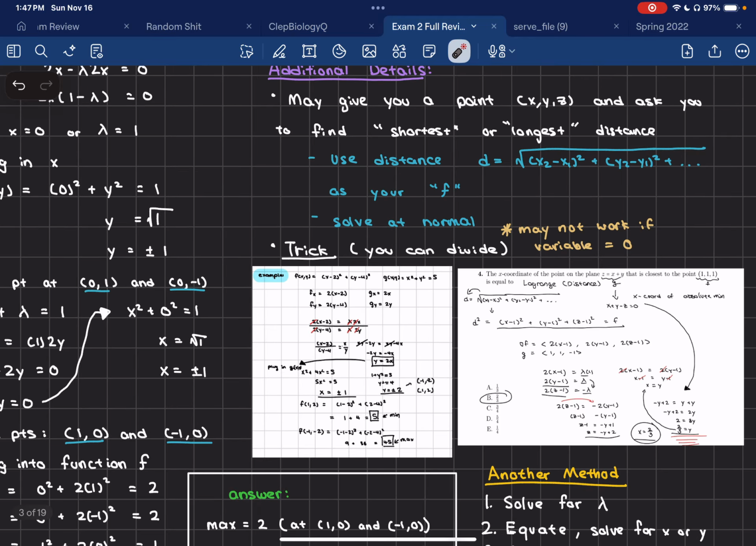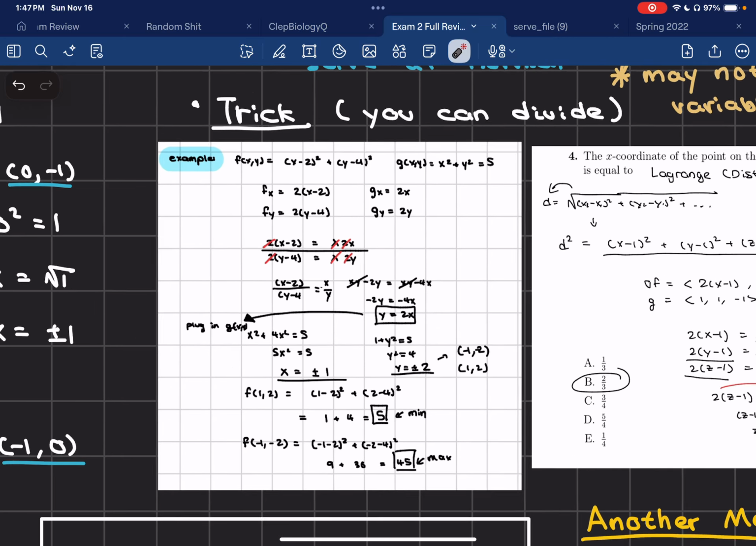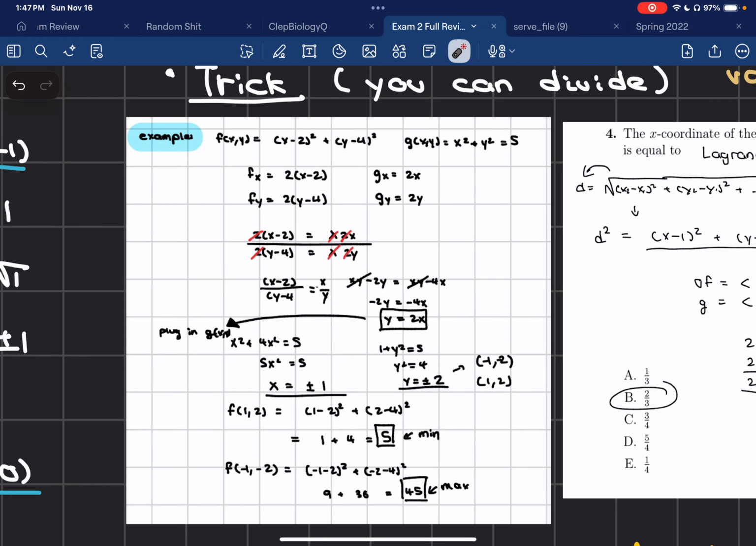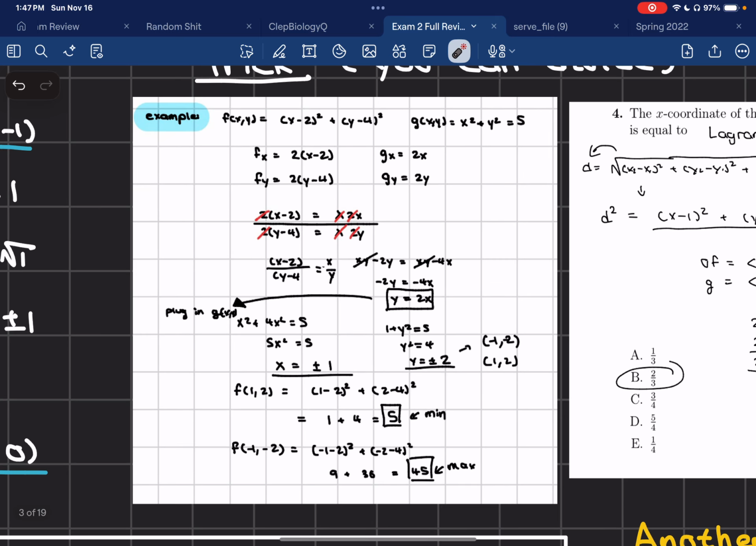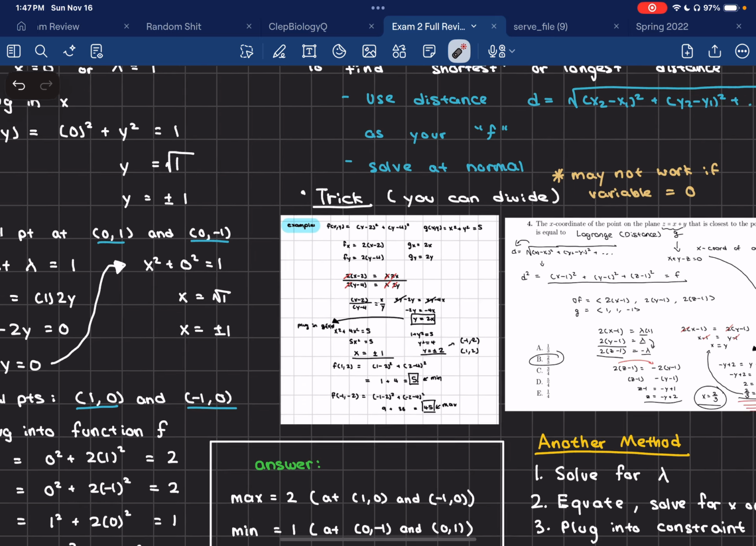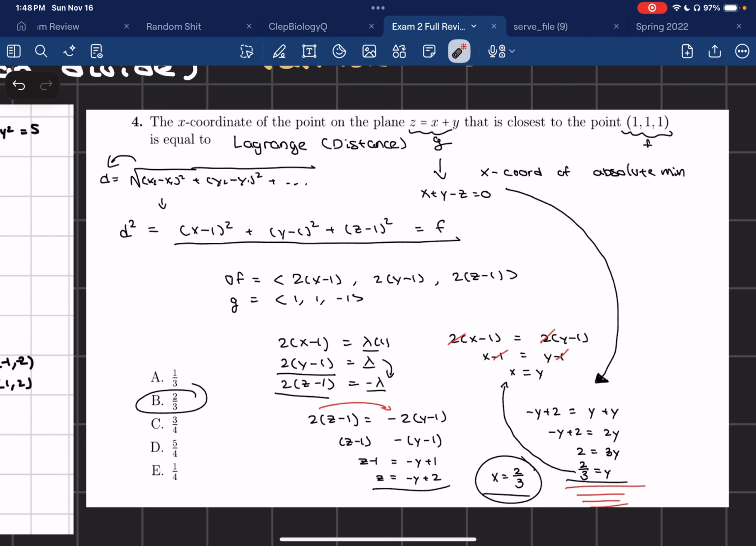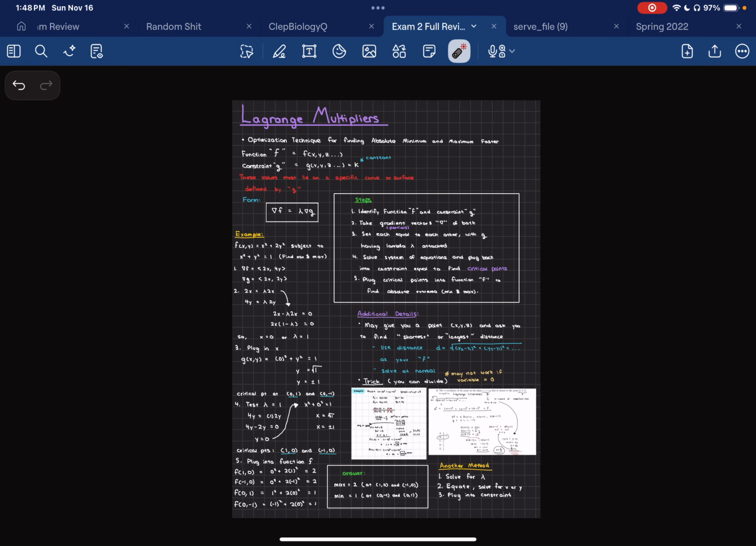And another trick you can do is you can divide. As you can see in this equation right here, I had my functions equal to each other, and I simply divided them to cancel out like terms, and then I went about solving it. If you want to, you can take a screenshot. And then this is an example of the distance in motion. As you can see, closest to this point, I use the distance formula here, and then I go about solving it like normal. So that was Lagrange multipliers.